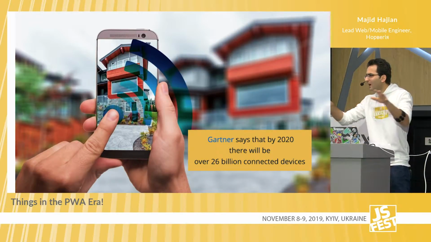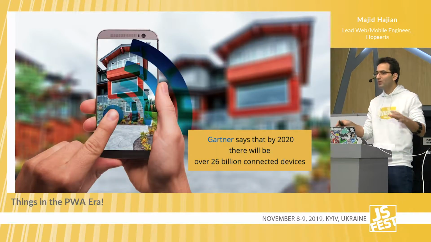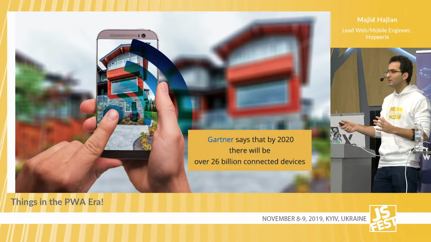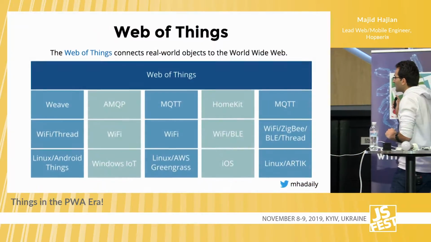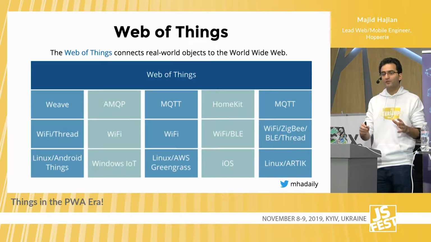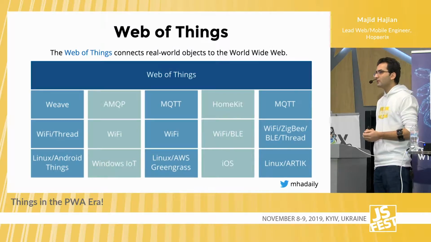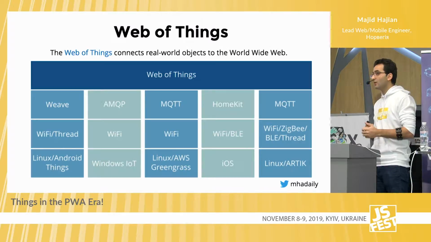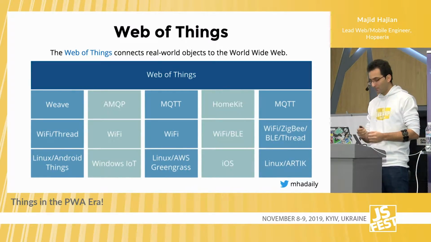We are actually surrounded by these devices. If you look at yourself right now, you probably have some of these devices in your hand, and at home you're controlling different things. There are multiple efforts from different vendors, pushing very hard to bring different IoT APIs to the web with the Web of Things.